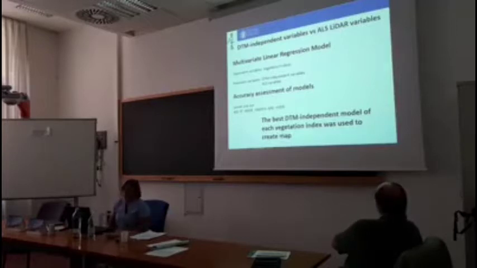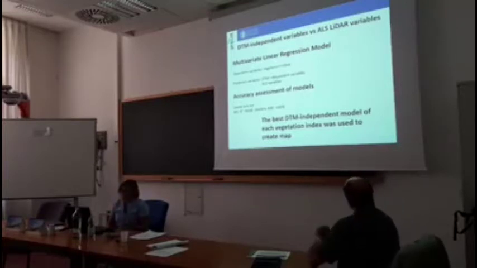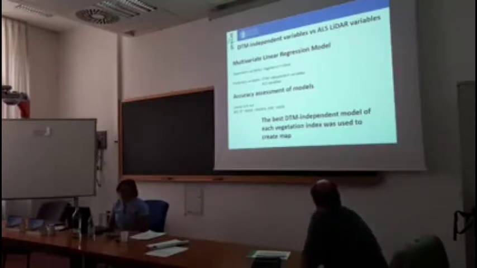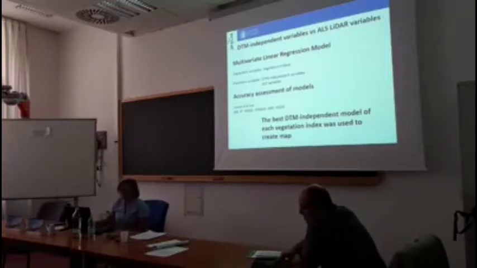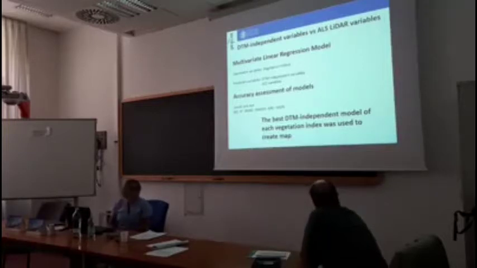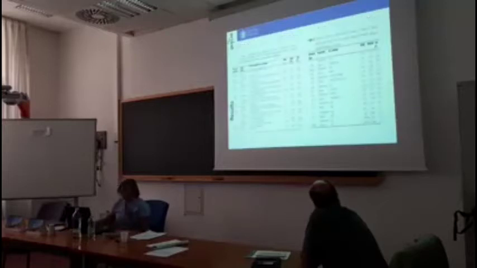And we evaluate the accuracy with leave-one-out cross-validation, calculating the adjusted R squared, the root mean square error, the root mean square error percentage, and the mean difference. And then the best model in each of the 2 study areas was used to build the maps of vegetation index. This is a summary of the results.